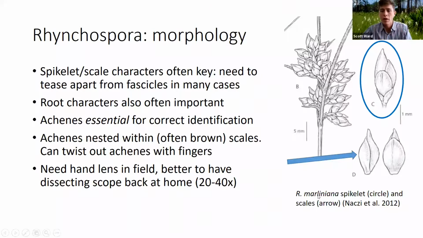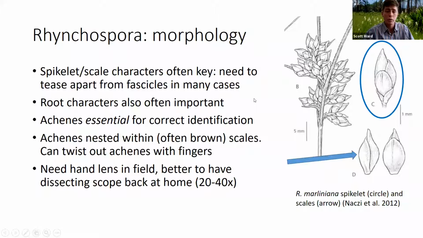Here's an illustration from the description of Rhynchospora marshalliana, a more recently described member of the Plumosae. And this blue circle surrounds a spikelet. So this small flowering unit is quite small when you think about the entire spikelet cluster, the entire inflorescence on a species. These characters are often really important, and you need to tease apart these spikelets from within these clusters to learn things like possible pedicel length and scale characters.